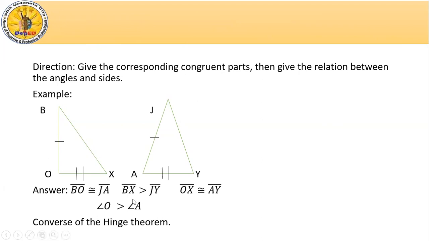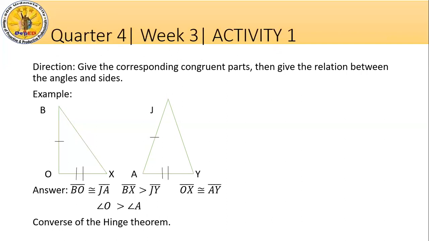So, what kind of theorem is it? Since our given, you look at our given, are three sides, therefore, the answer is the converse of the hinge theorem or the SSS inequality theorem. If the given corresponding congruent parts are two sides and one angle is larger than the other, then your answer would be hinge theorem. But since our given here are three sides, two congruent pairs of sides, and one side is longer than the other, then our answer here is the converse of the hinge theorem.